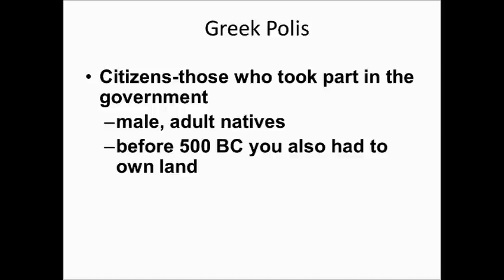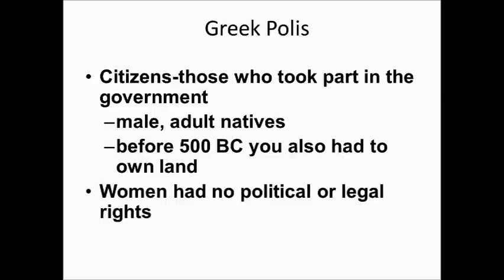All males could vote, especially if you were an adult, which meant in some cases in city-states anywhere from 18 to 22 years of age. And many times you had to be a native, which was you were born from the city-state. So if you moved in, too bad. And of course, this did not include women or slaves. Neither one had political or legal rights. Now, before 500 BC in ancient Athens, you also had to own land to be considered a citizen. And like I said, women had basically no legal or political rights.